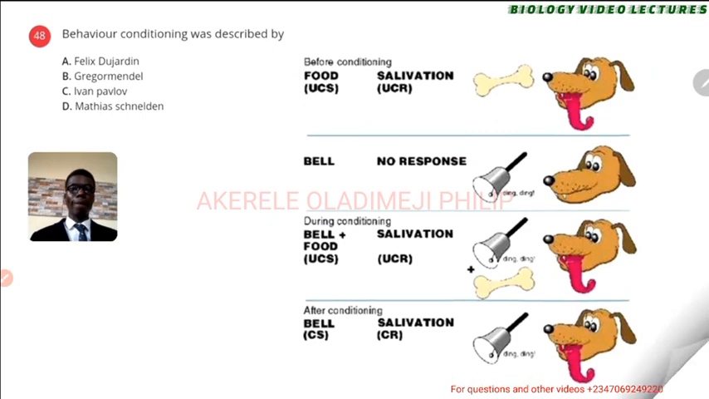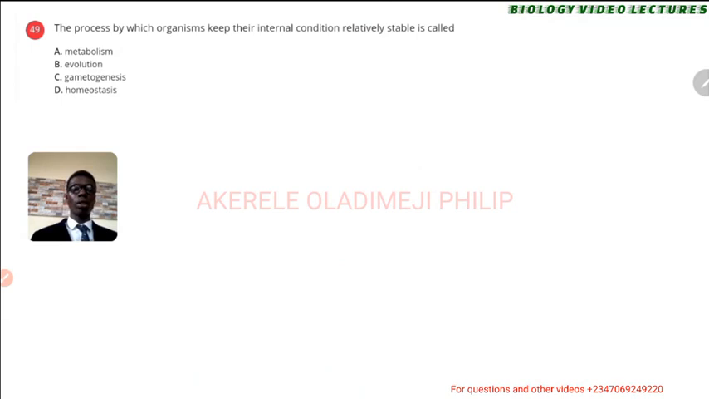The process by which organisms keep their internal condition relatively stable is homeostasis, and that is seen in homeothermic or warm-blooded animals, so to say.